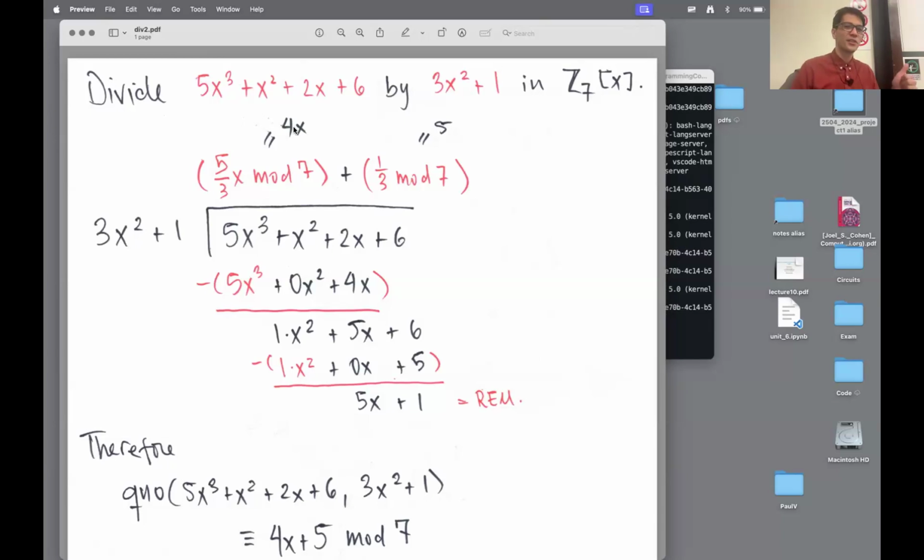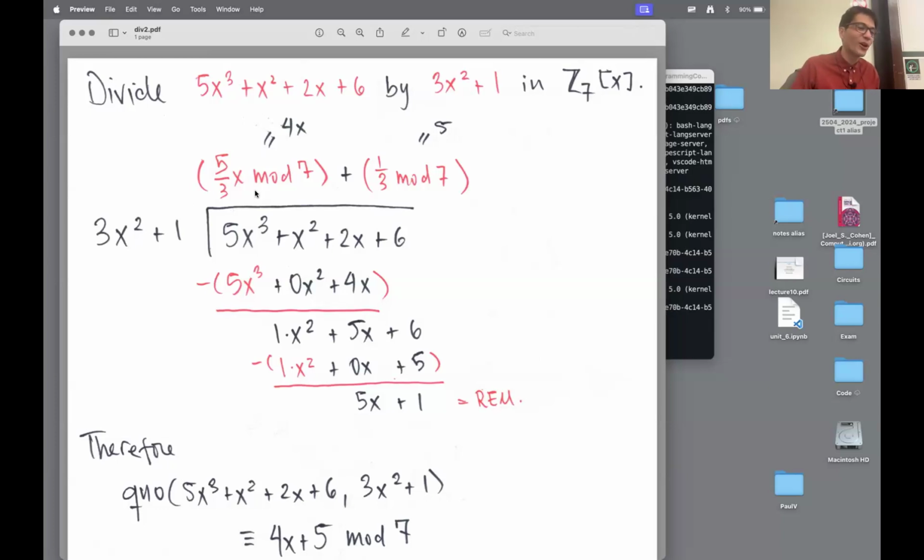I don't know what the inverse of 3 mod 7 is. I need to figure out what I multiply 3 by to get 1 mod 7. We want to try 3, 6, 9 is 2, 5, 8 is 1. Is that true? 3 times 5 is 15, mod 7 is 1. Okay, so that means the inverse of 3 is 5. So 5 times 5 is 25, mod 7 is 4. That's how we get 4x here.